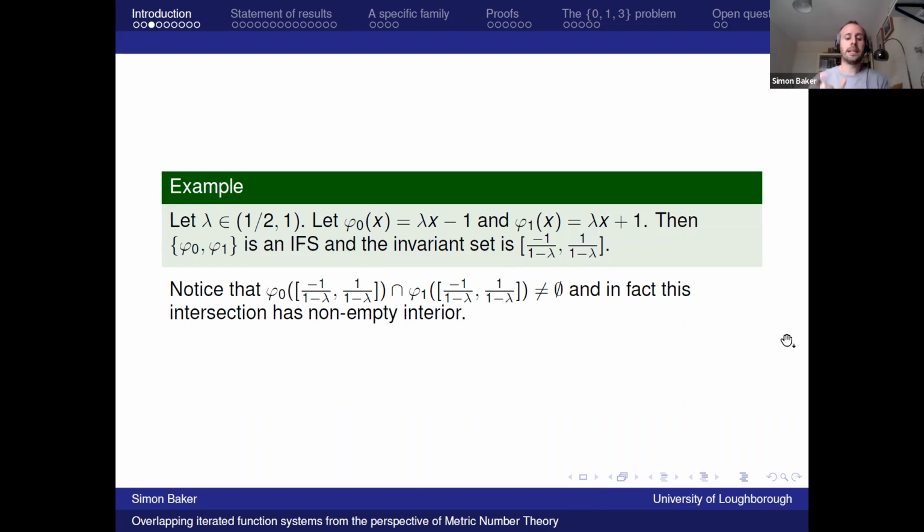But importantly, when you consider its two images, they're going to have non-empty intersection. In fact, this intersection has non-empty interior. And these are somehow the more interesting iterated function systems, because these pieces overlap in this significant way.